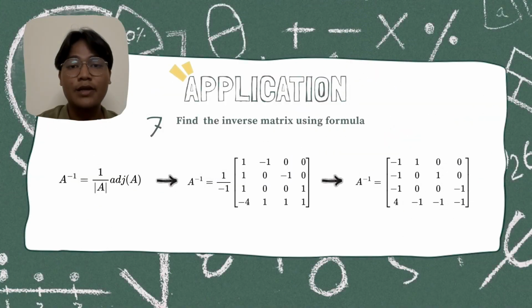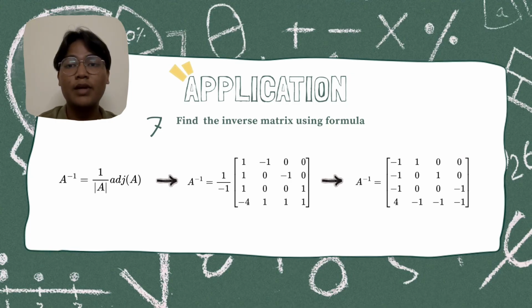Now, in step 7, we want to find the inverse matrix of A using the formula, where the inverse of matrix A is equal to 1 over the determinant of A multiplied by the adjoint matrix. From the previous step, we already found that the determinant of A is -1, and we also obtained the adjoint matrix. Next, we substitute these values into the formula.